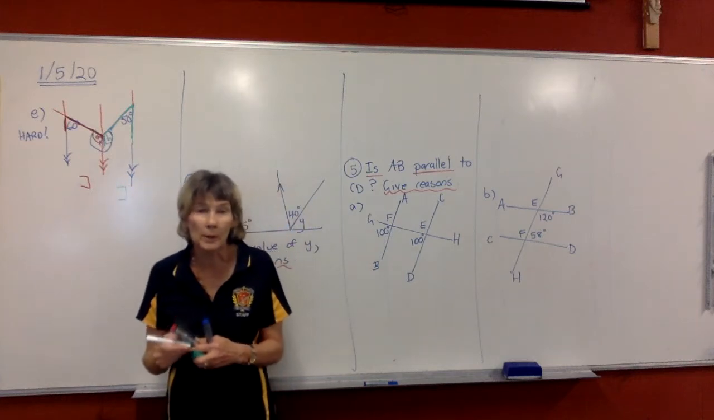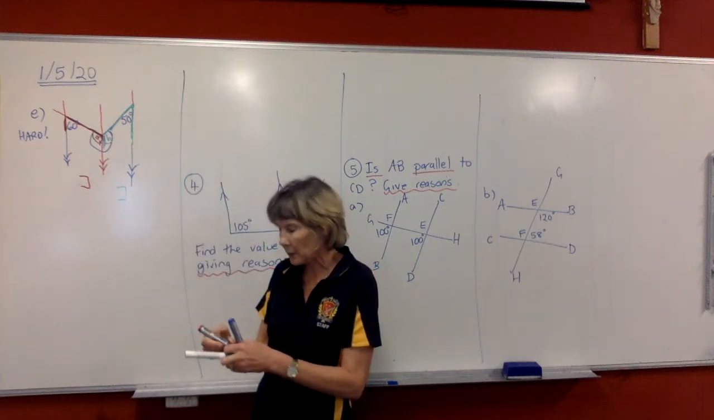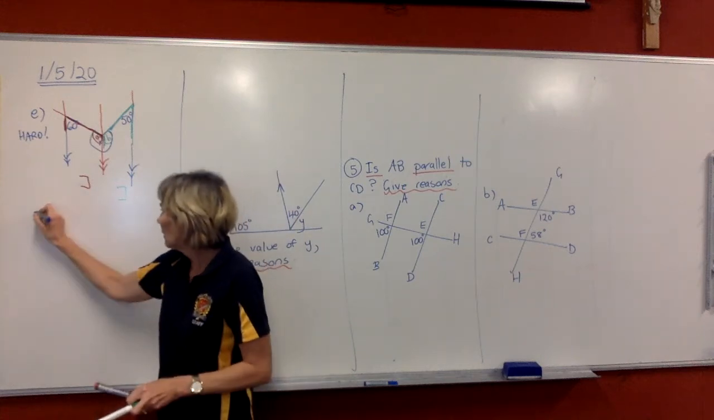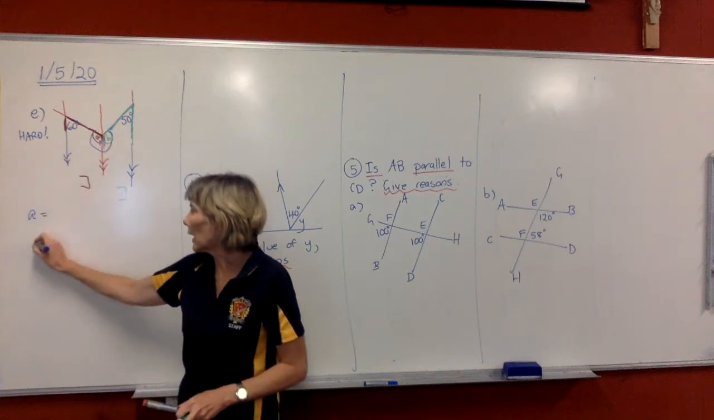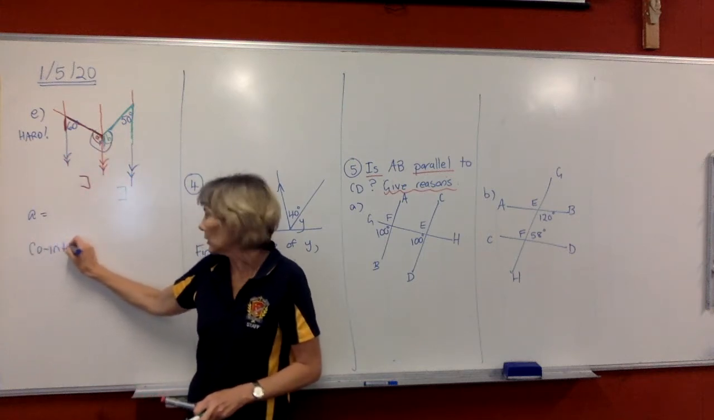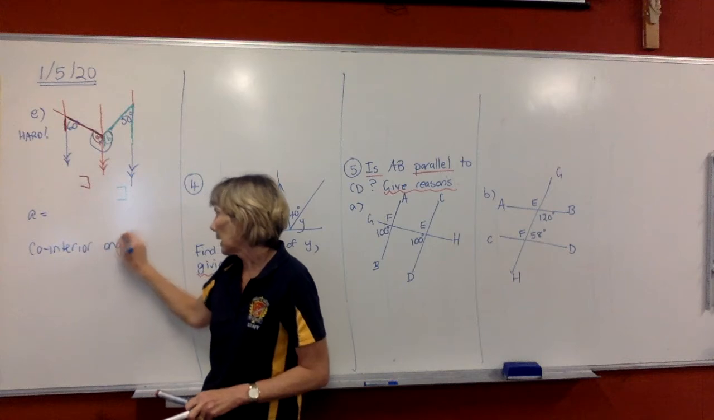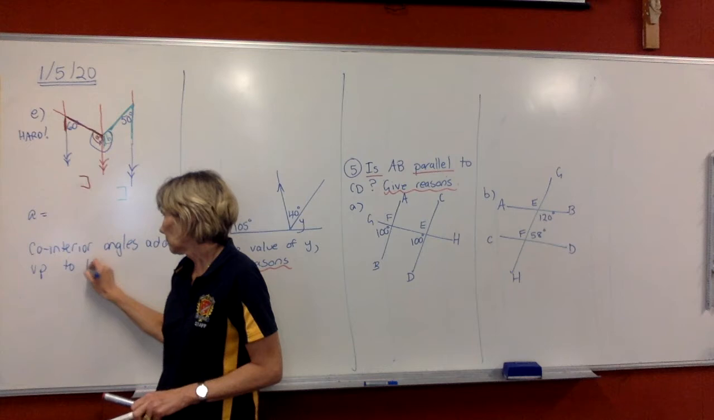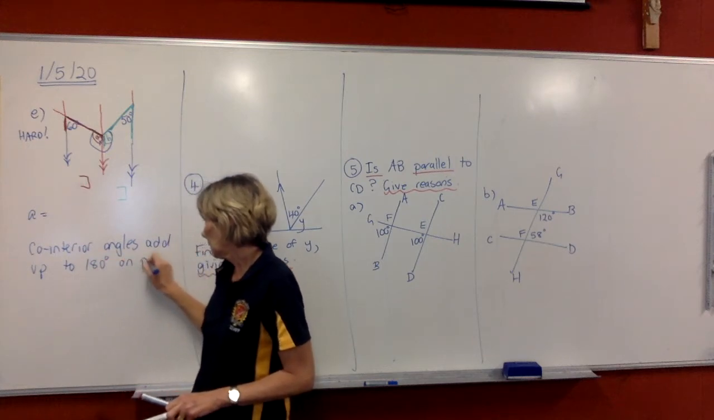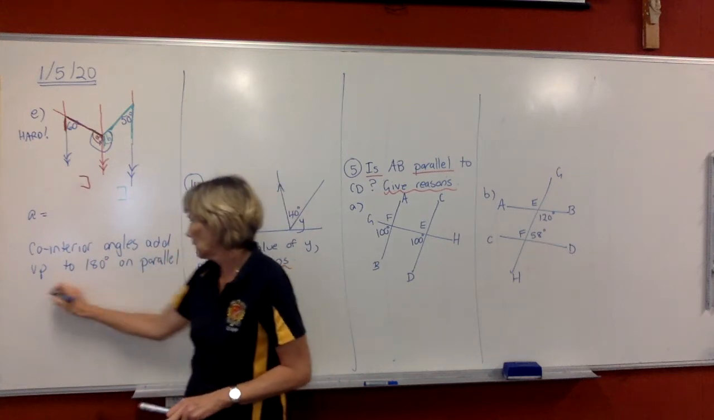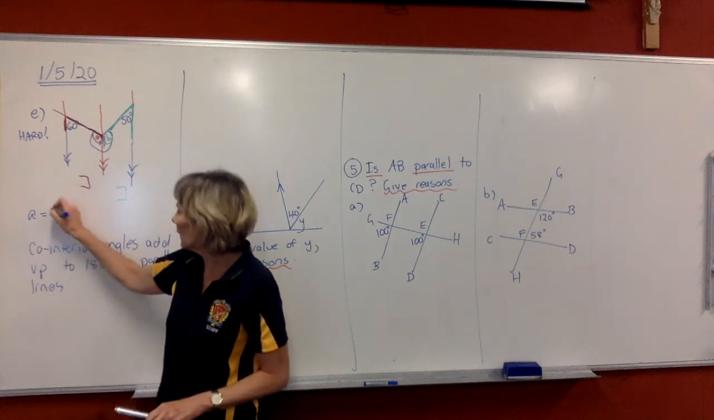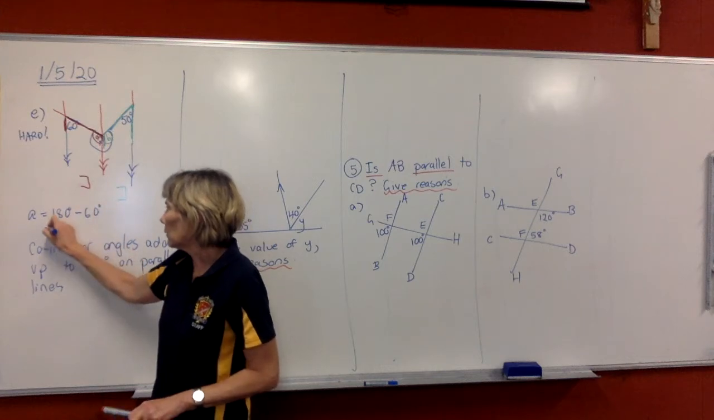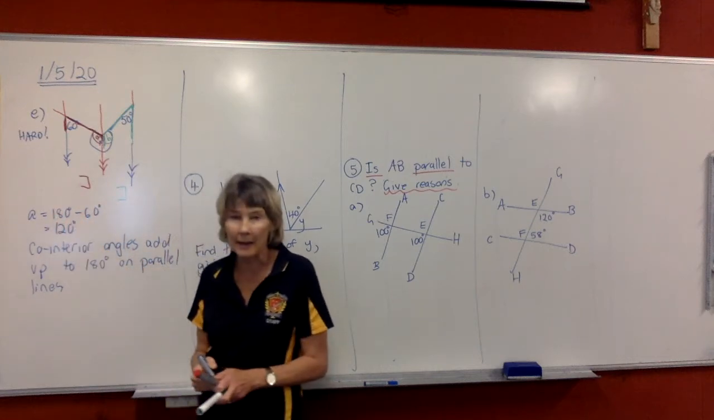So in both cases we're dealing with co-interior angles. So we're going to find the A first. Remember that with co-interior angles, we'll write that reason down under here first. Co-interior angles add up to 180 degrees on parallel lines. So we're going to start with our 180 and take off the 60 that we were given, and that will give you 120 degrees for A.